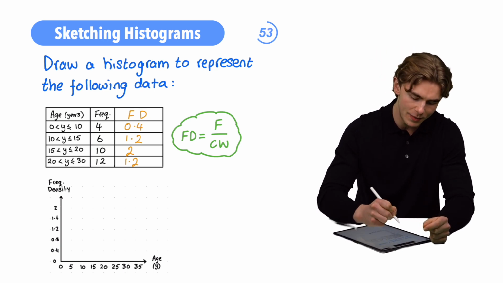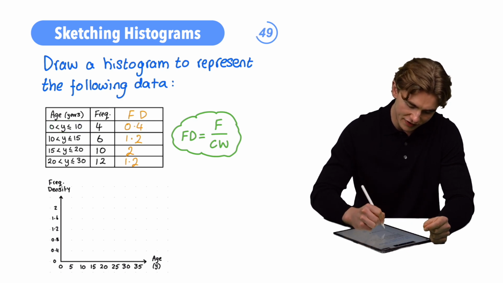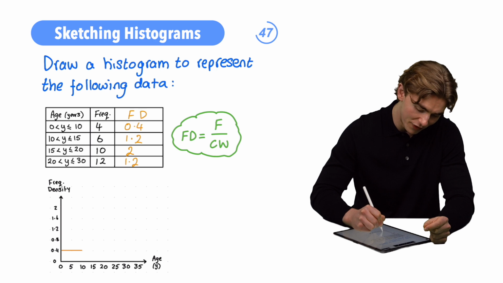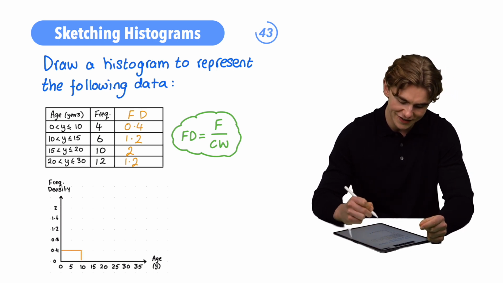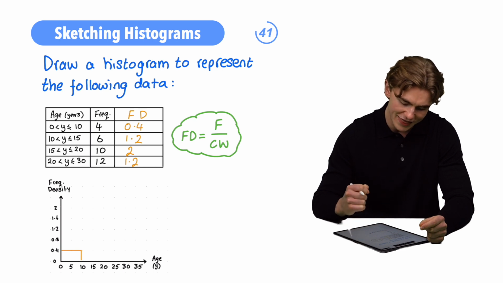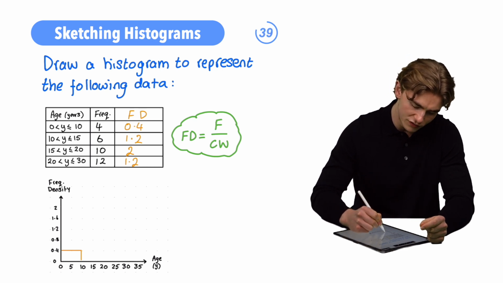The first group, that's going to be from 0 to 10, and that's going to have a frequency density of 0.4. Sorry, I think I said 4 before. I meant 0.4. So from 0 to 10, that's going to be 0.4. What about from 10 to 15? That's going to have a frequency density of 1.2. So we can draw that bar on there. Drawing a bar just there from 10 to 15, a height of 1.2.